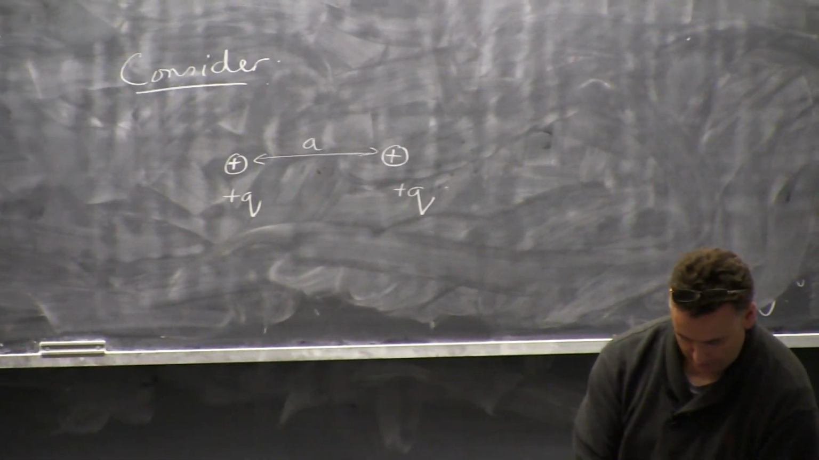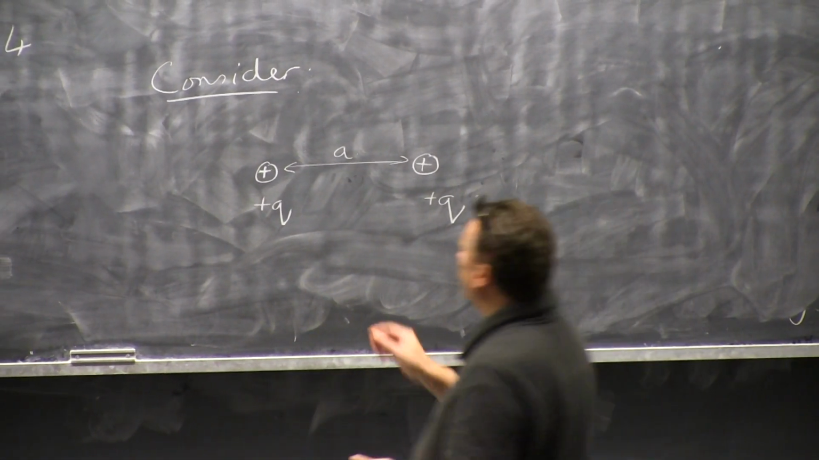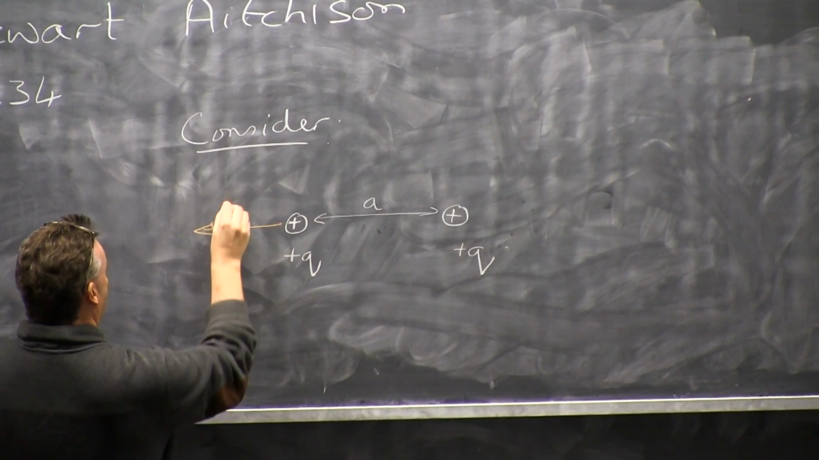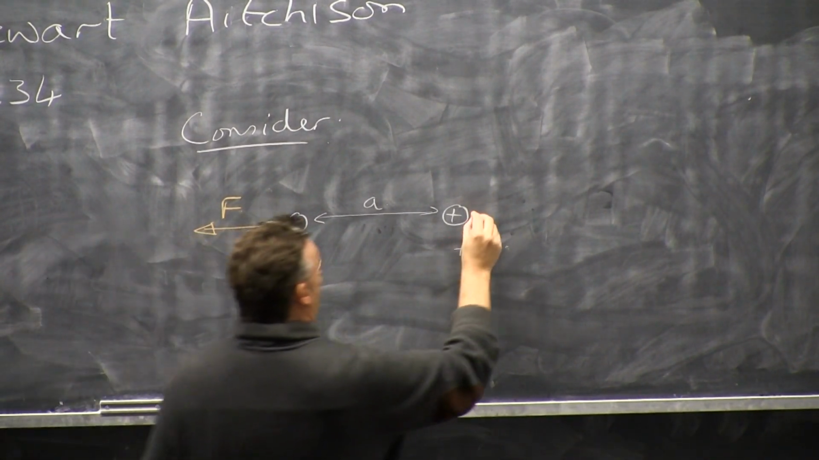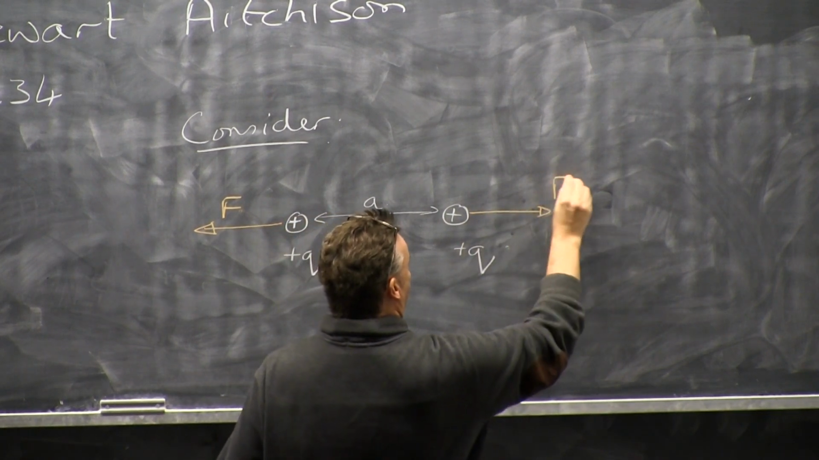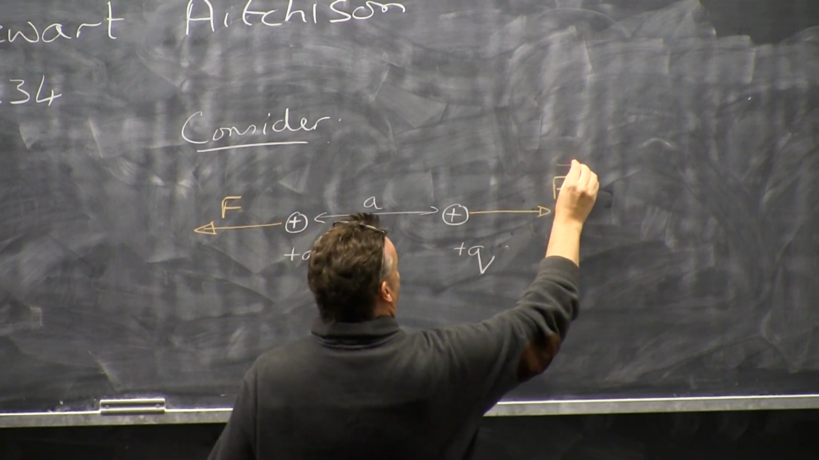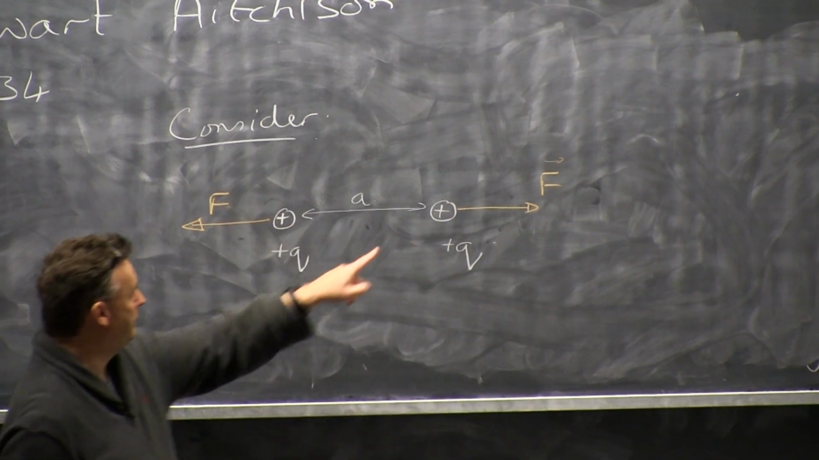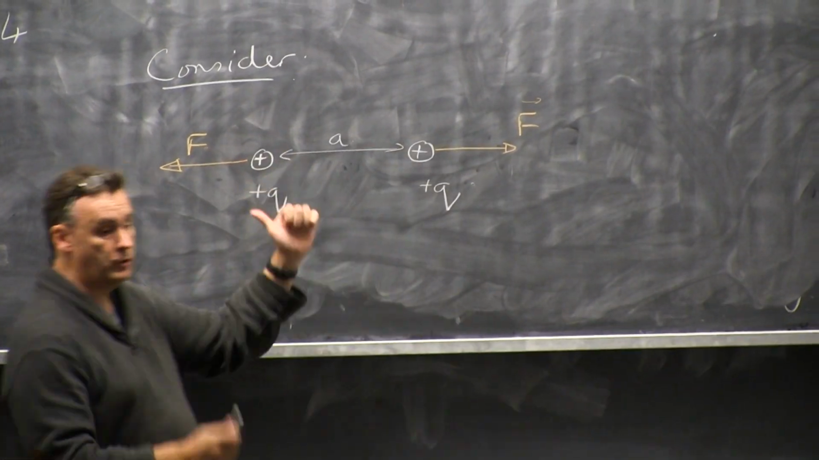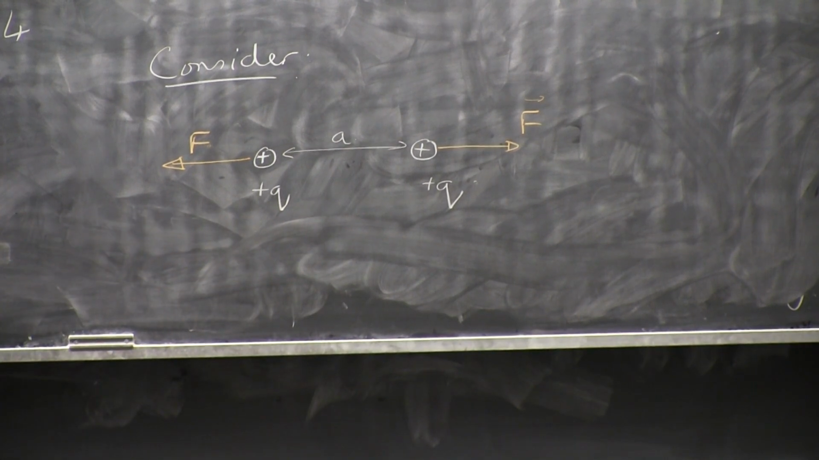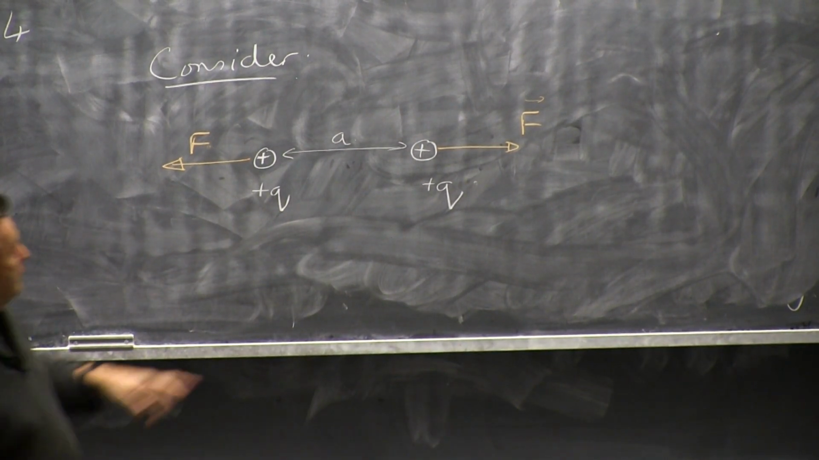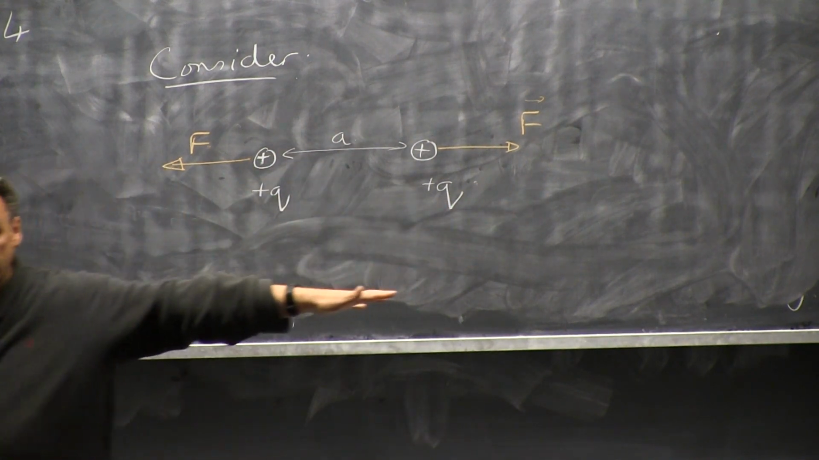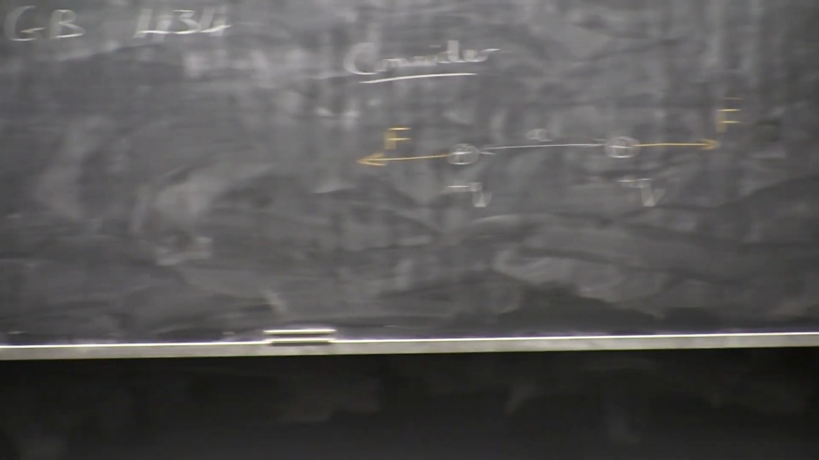So we can add a force on here, and we can say this force is pointing this direction. There'll be an equal and opposite force on this one, pointing in that direction. So this charge sees a force due to the presence of this charge, and it's repulsive. It's pushing in the other direction. Likewise, this charge sees a force due to the presence of this charge, and again it's repulsive, so it's pushing in the opposite direction.